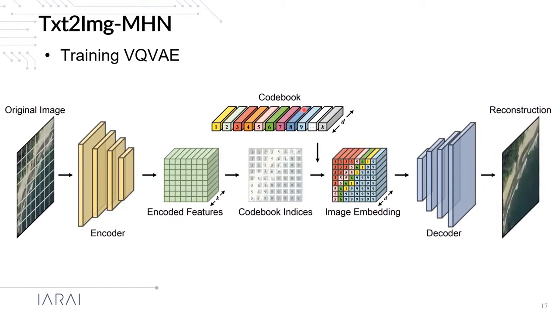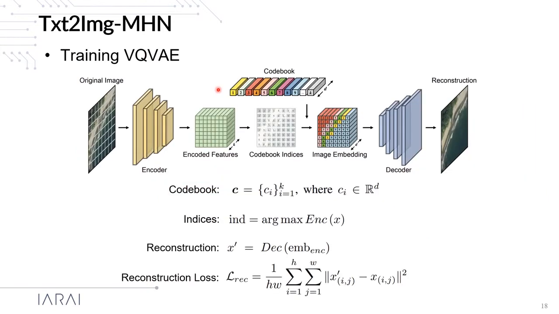Specifically, we will first train a VQVAE model. And the main component in the VQVAE consists of three parts: the image encoder, the image decoder, and a codebook. For this codebook, we have K code words, and each code word is a D-dimensional vector.